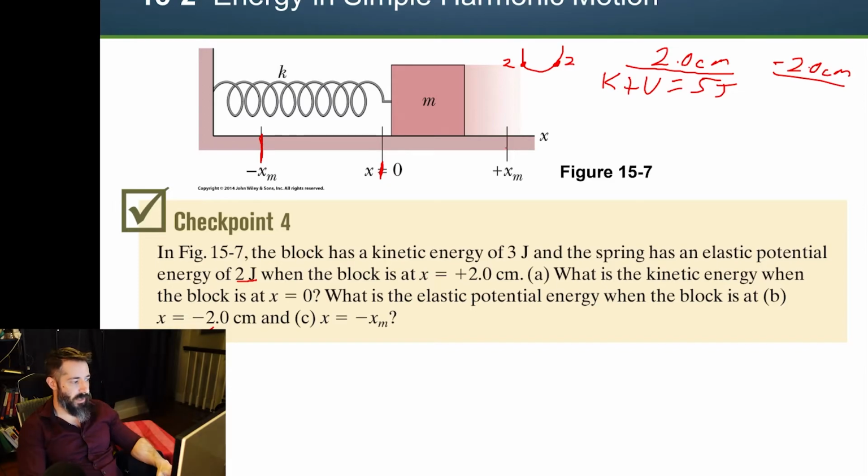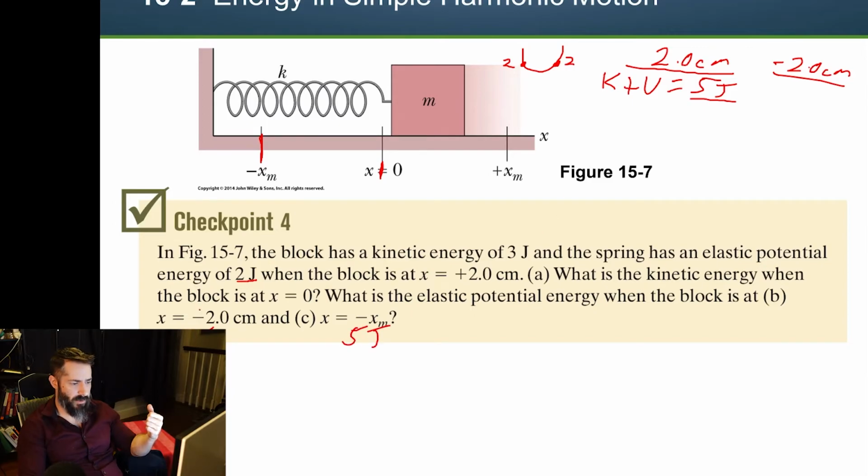So we know that when it hits negative x and positive x, there's 0 kinetic energy. It's a turning point, an extreme point. So everything must be converted to potential energy. So in this case, the total energy of the system we said was 5 joules. Then the total potential at the maximum must be 5 joules, right?